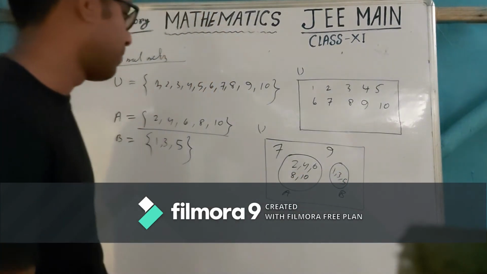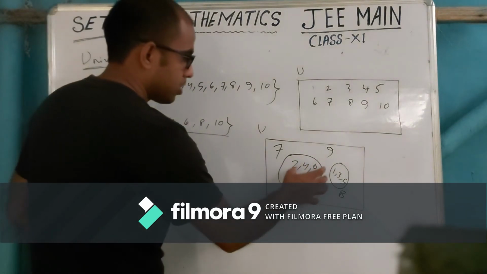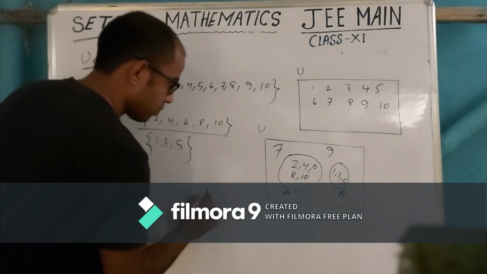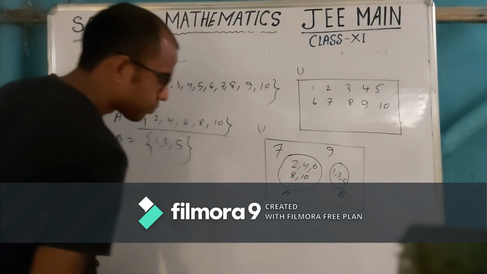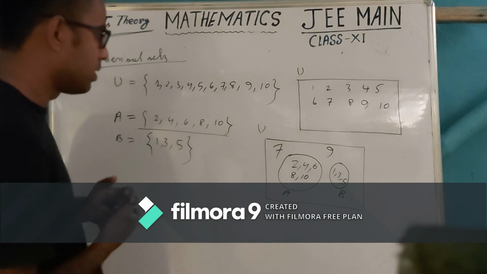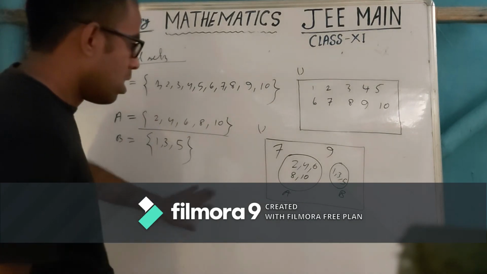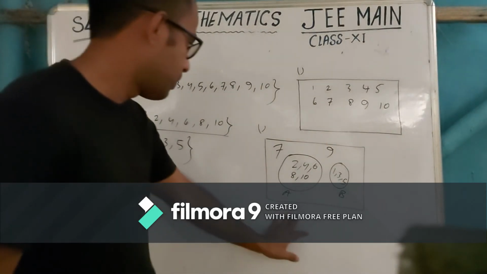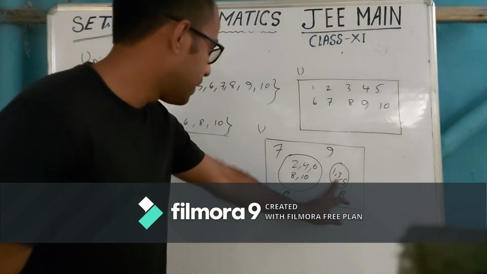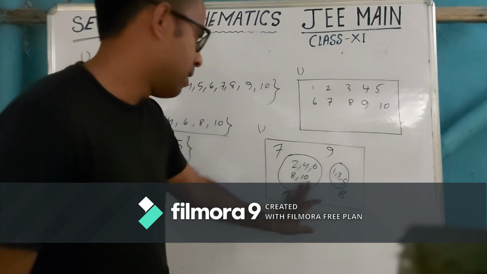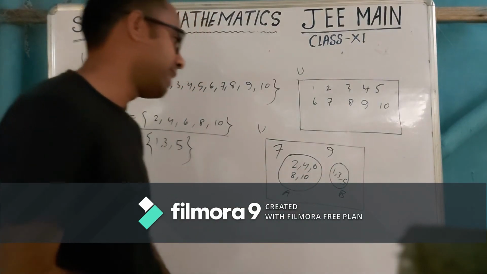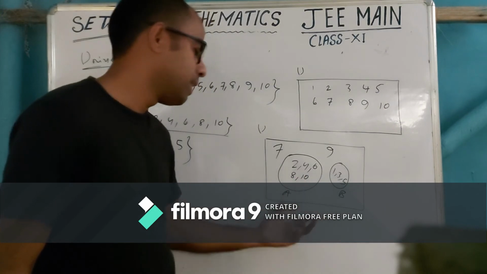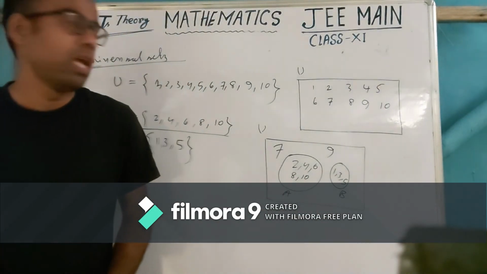Here you see that these two sets are contained in U, and also these are disjoint sets. Disjoint sets because these two sets A and B have no common element. Then we say that these two sets A and B are called disjoint sets if they have no common element.